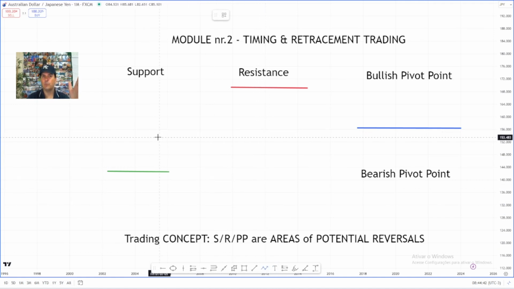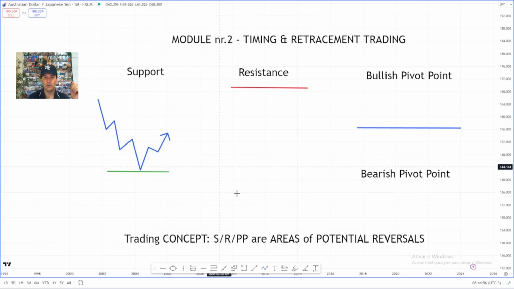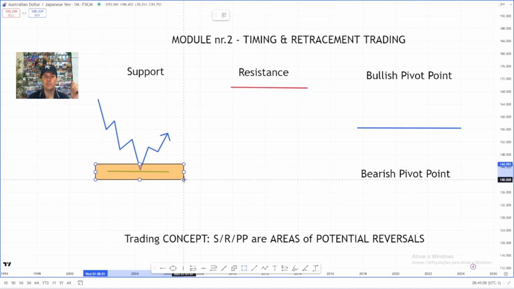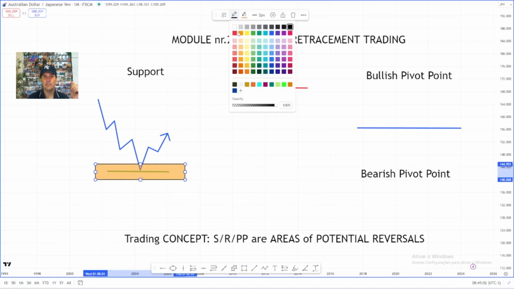How does support work? The market is going to come from the upside down, making lower lows, lower highs, lower lows, lower highs, it is going to hit support and then it is going to react. All right? Bear in mind, it's not a line to the pip, it's an area. Okay, it's an area.